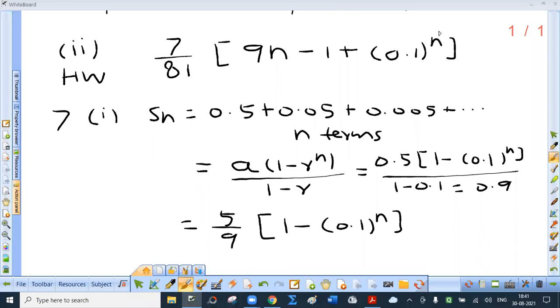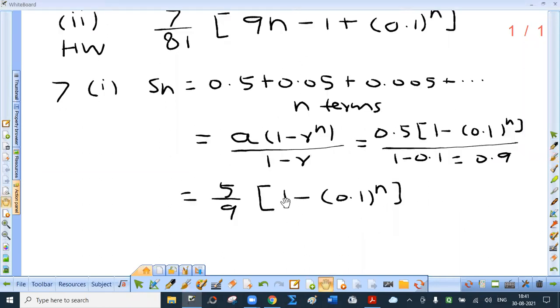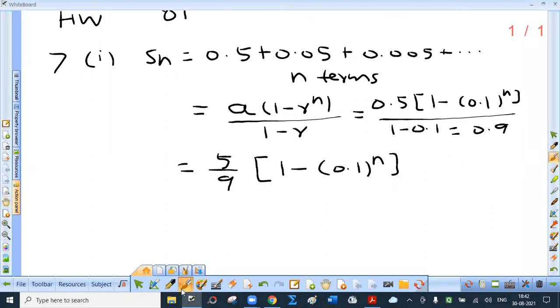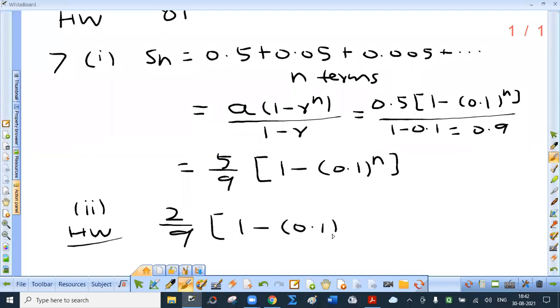Seventh, find the sum to n terms of the sequence. This is straightforward sum. 0.5, 0.05, 0.005 are in GP. In exam, you are supposed to write this. A is 0.5. What is R? Second term upon first term. That is 0.1. So A into 1 minus R raised to n upon 1 minus R. Substitute the values. 5 by 9, 1 minus 0.1 raised to n. So second for homework. Can you tell me the answer for this? Should be able to solve this orally. It will be just 2 by 9, 1 minus 0.1 raised to n.